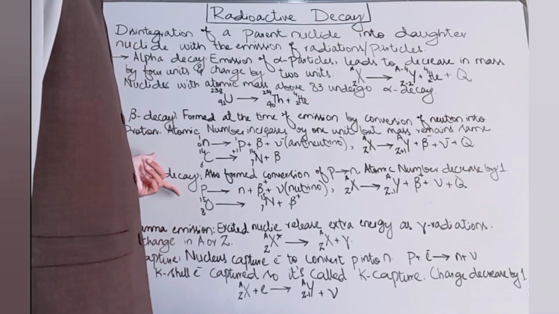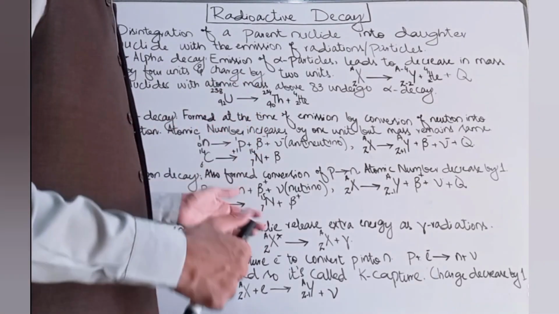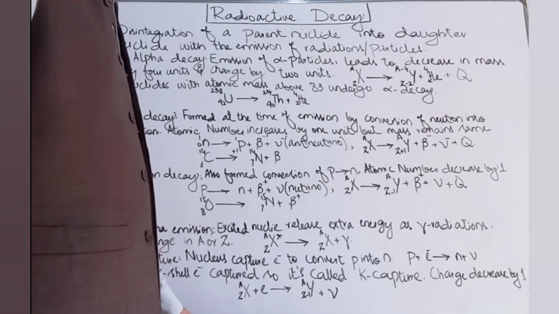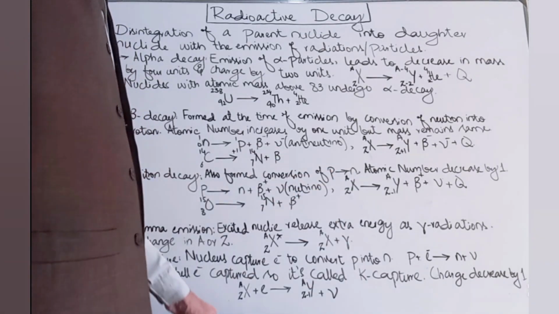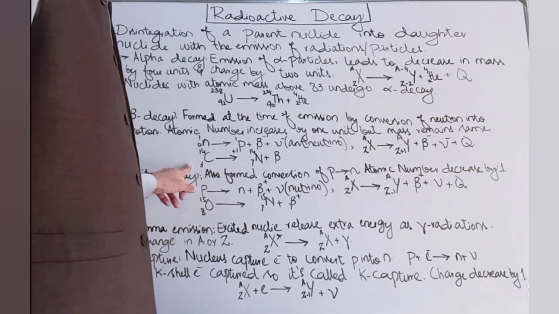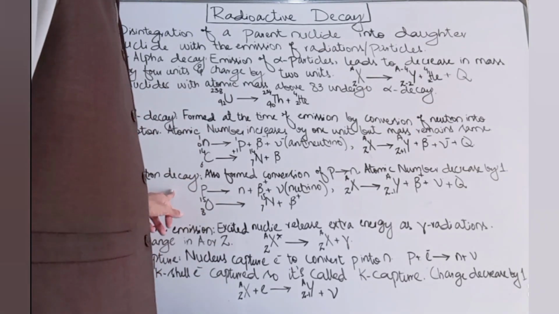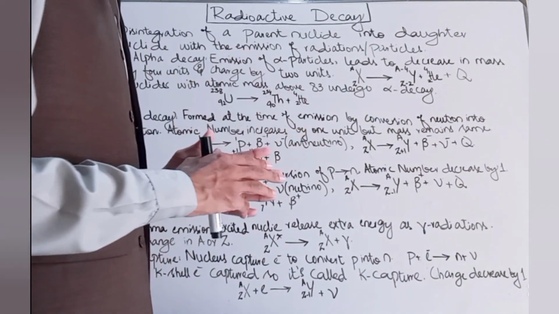The next is the positron decay. Basically, positrons are particles having mass equal to electrons, but their charge is opposite to the electron. You can say that they have +1 charge. They are also formed by conversion of proton into neutron. Basically, beta decay and positron decay are almost related to each other. They are almost the reverse of each other.